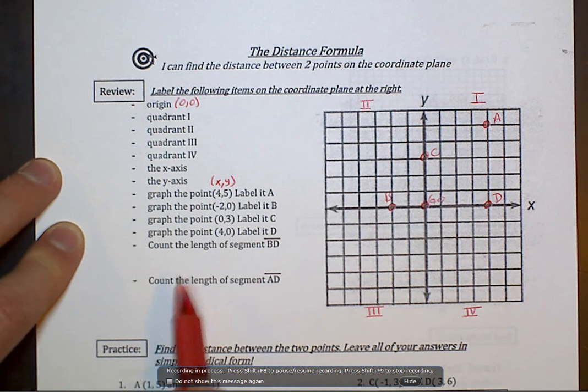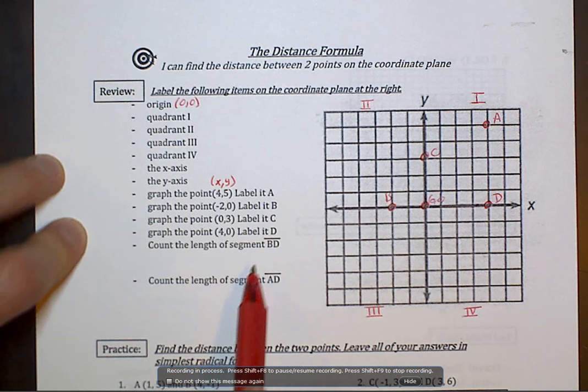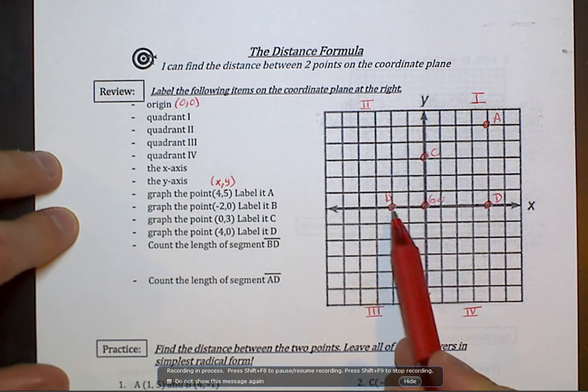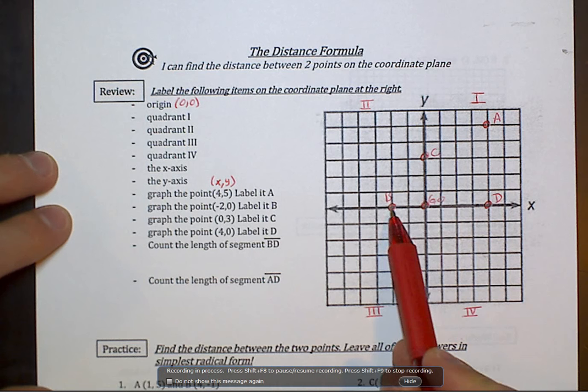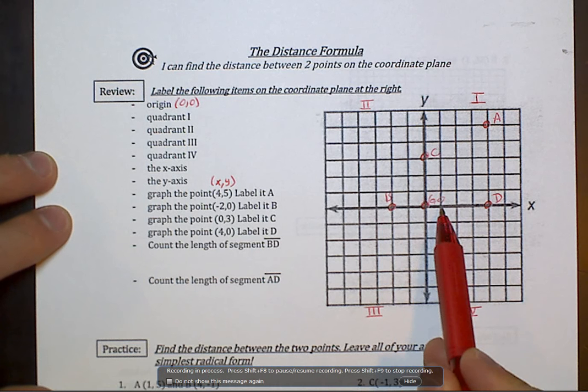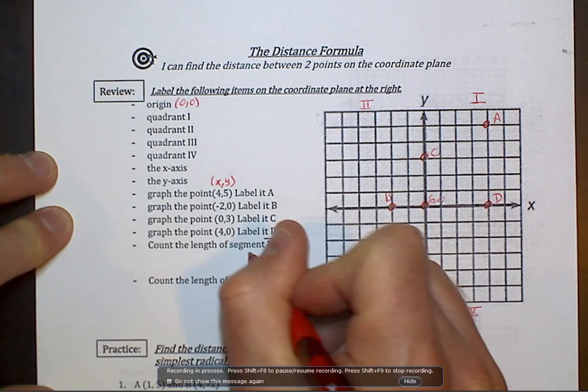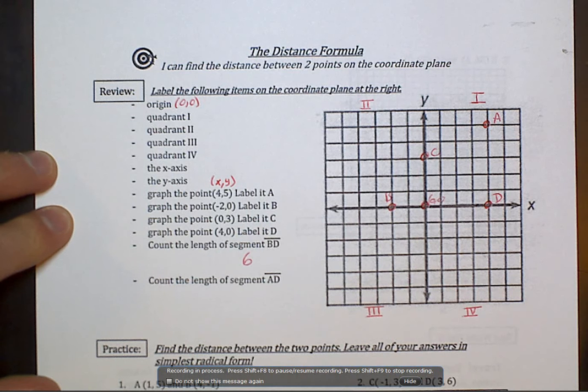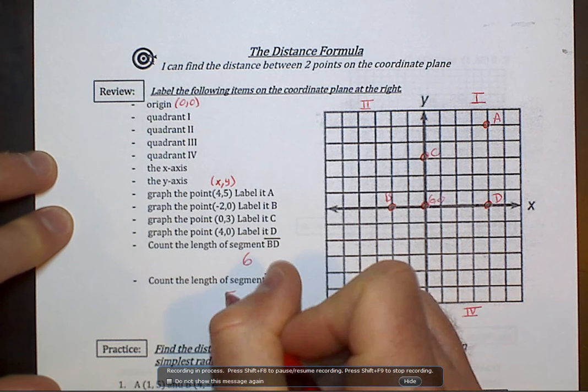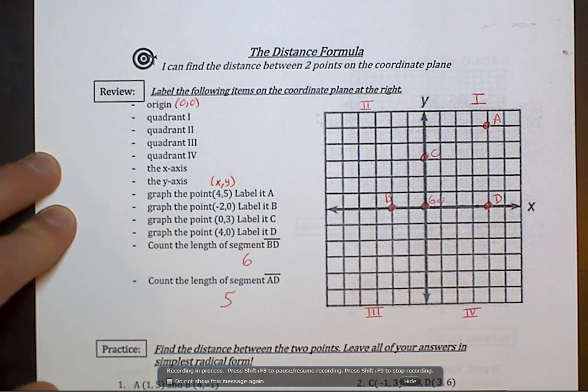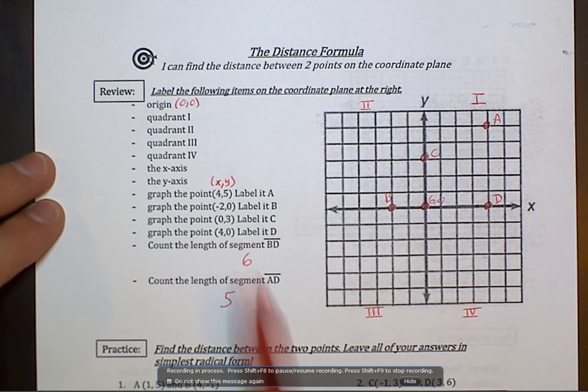The next one says to count the length of segment BD. Okay, so here's B, and here's D. This is kind of review. We just start at B, so 1, 2, 3, 4, 5, 6. So that would be 6 units. The length of AD is just 1, 2, 3, 4, 5. Now, to find the distance between 2 points of any horizontal or vertical line, you can just do what we just did for these 2 examples here for BD and AD. You can literally just take your pen or your finger and count.